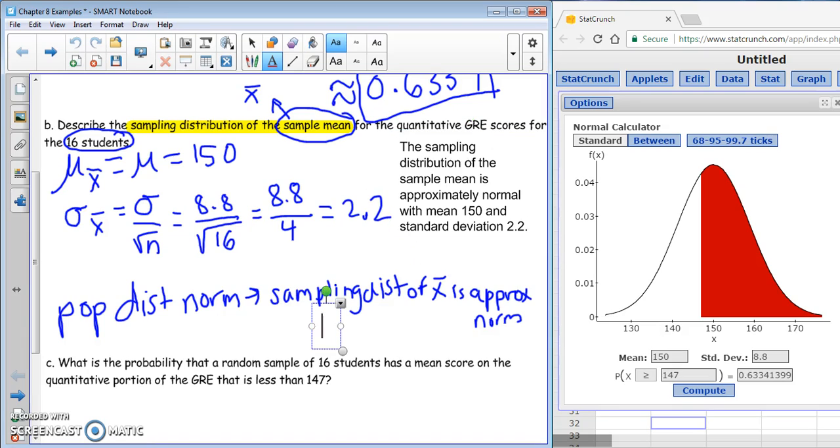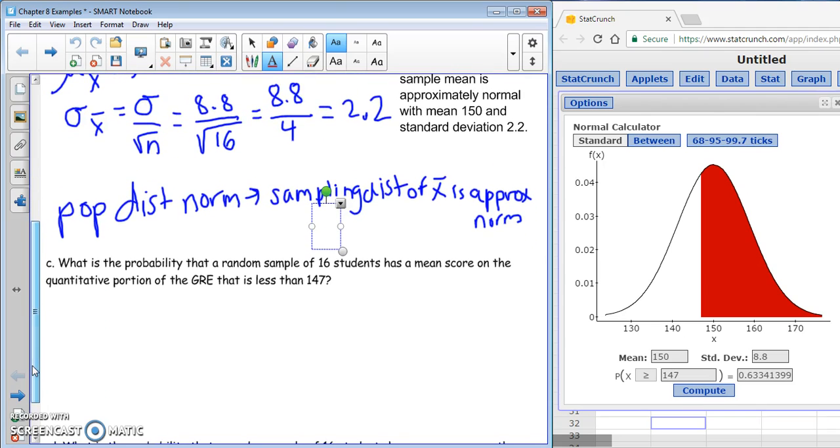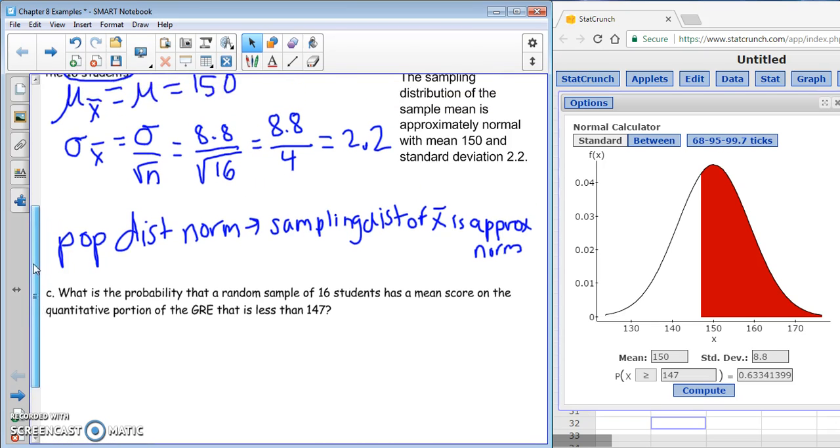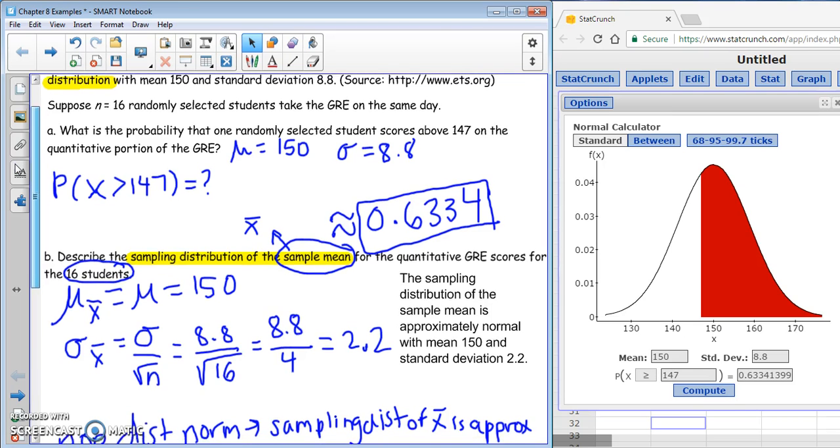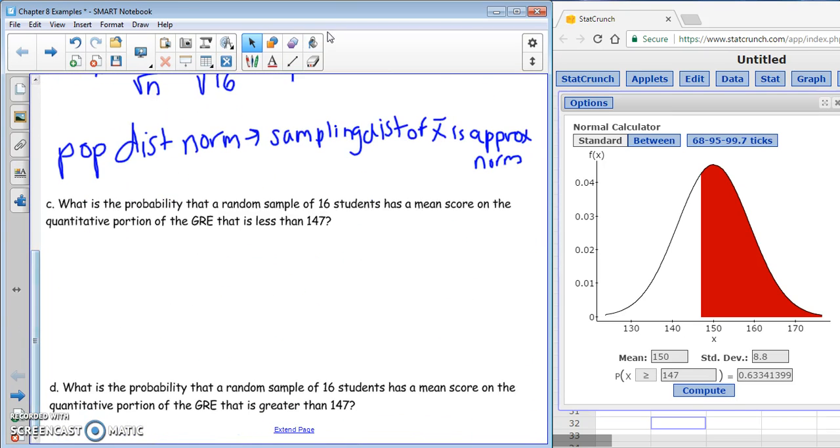Now let's go on and look at the next part. What is the probability that a random sample of 16 students has a mean score on the quantitative portion of the GRE that is less than 147? If we scroll back up to part A, you'll notice that it doesn't say mean, and we're not talking about a sample size. So the key words here, a random sample of 16 and mean score, tell us we're working with a sampling distribution.